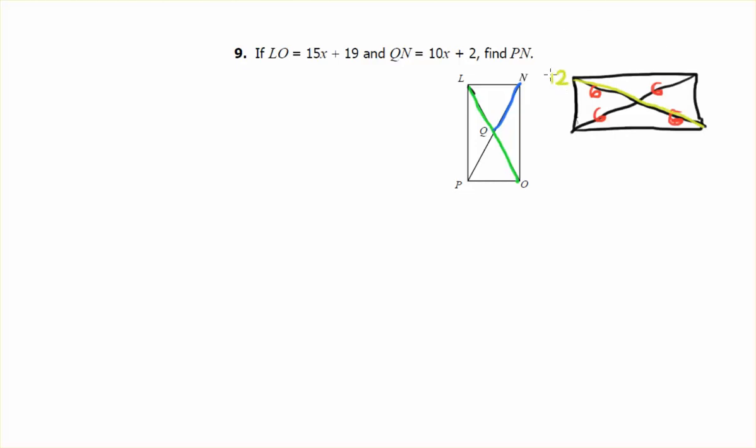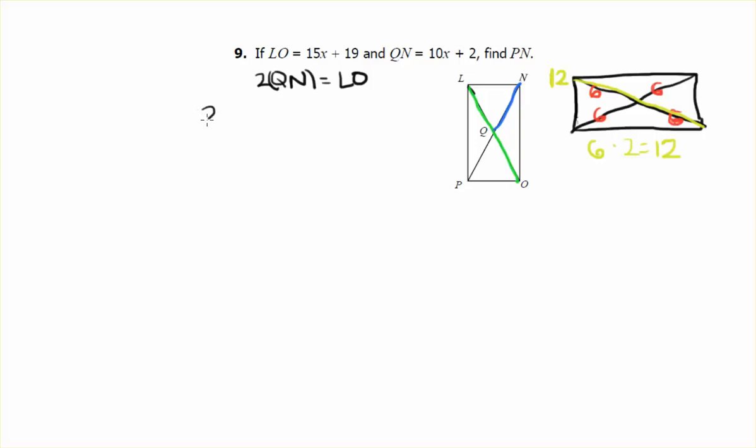Well, you could get the whole length if you just doubled 6. So you could say 6 times 2 gives me 12. So multiplying half of my diagonal will give me the whole length. So we're going to do the same thing here, just with equations. I'm saying that if I double QN, so if I multiply QN by 2, it's going to give me LO. Just like here, I multiplied by 6 and it gave me 12.